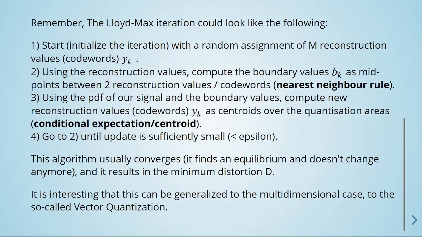a value for epsilon. So this algorithm usually converges, so it finds an equilibrium and it doesn't change anymore, and it results in the minimal distortion d that was the expectation of the squared error that we saw. So it's interesting to notice that this can be generalized to a multi-dimensional case, what is called vector quantization.